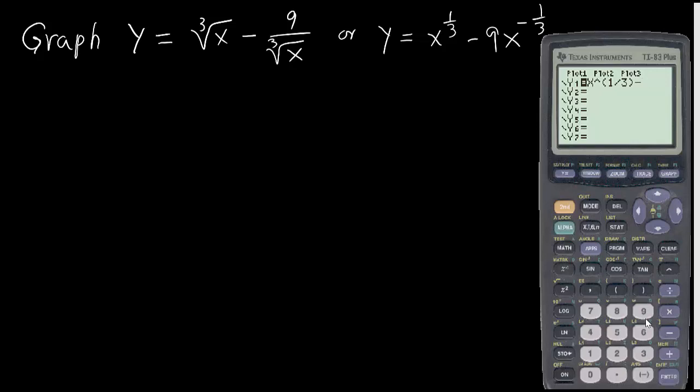Minus 9. And then put a division here, and x to the, again parenthesis, 1/3, this, and then graph it. So you can see basically the same graph you are getting.